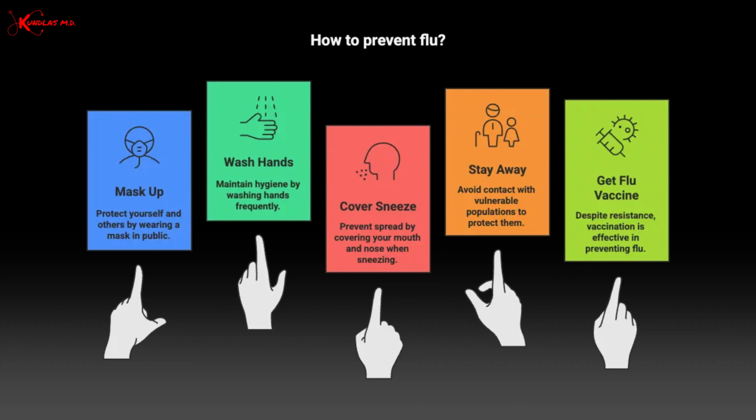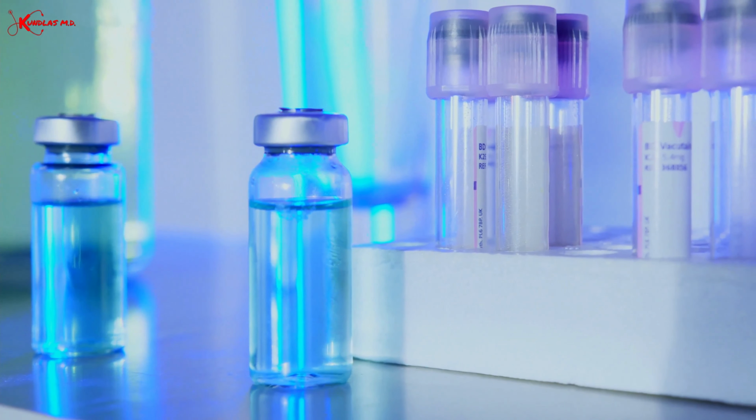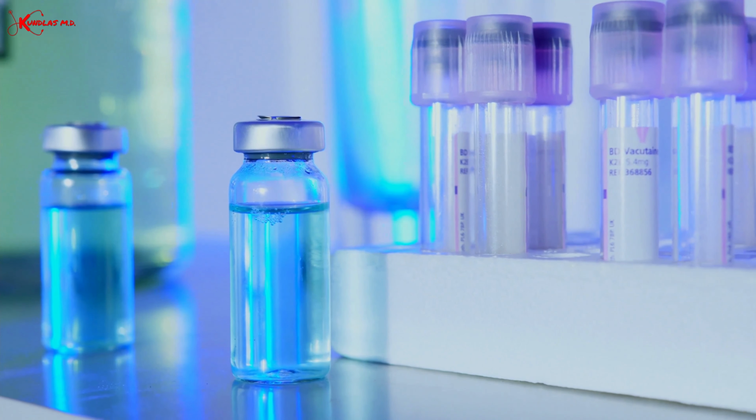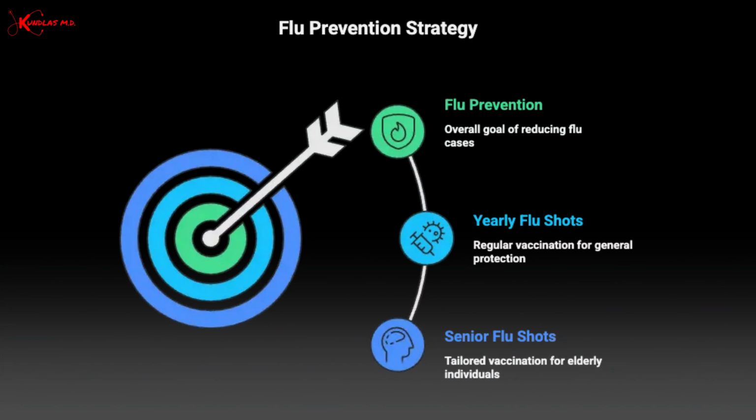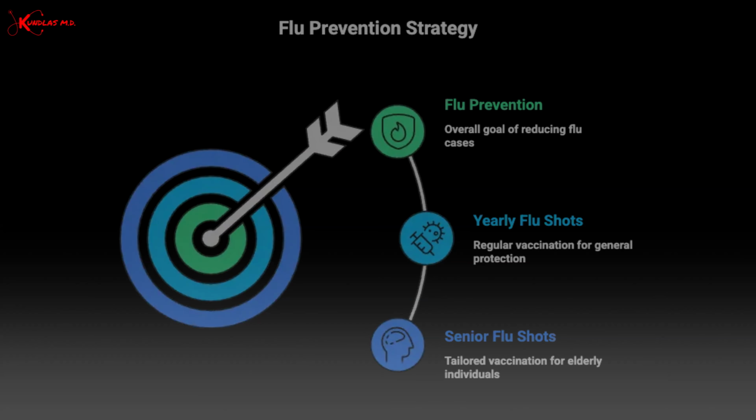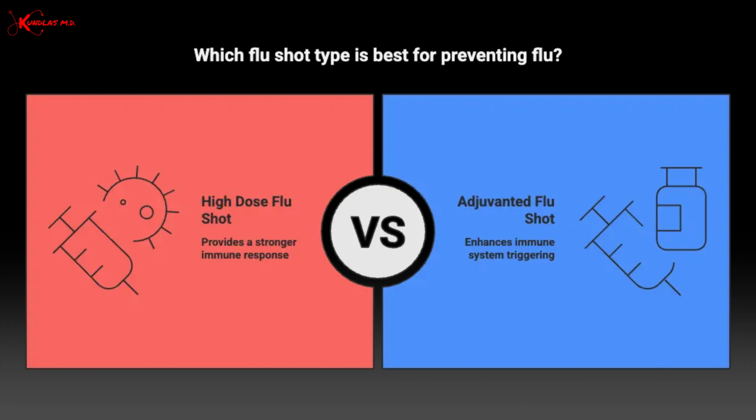Flu vaccine, in spite of all the negativity and resistance we see from everyone, especially the vulnerable population, continues to be the only proven source to prevent this disease. Taking yearly flu shots is very helpful, and if you are a senior, you should take the senior flu shot. In the senior flu shot, you have a high dose of the virus, or they add adjuvants to make sure your immune system is triggered properly and you are setting yourself up for success.